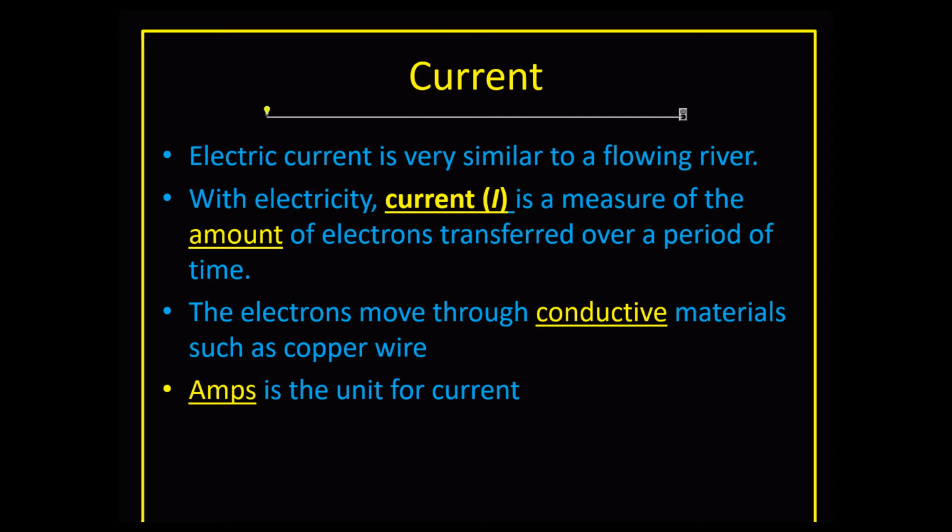So a couple of things you need to get in your notes. Electric current is similar to the way a river flows. So electricity, we use current, which is strange, but we use the letter I to represent current. So in just a minute, we're going to get a new formula. You're going to see the letter I. Don't be confused. That's just representative of current. So current's a measure of the amount of electrons transferred over a period of time. And these electrons are going to move through a conductor or conductive material such as a metal. And then amps is the unit that we're going to use for current.